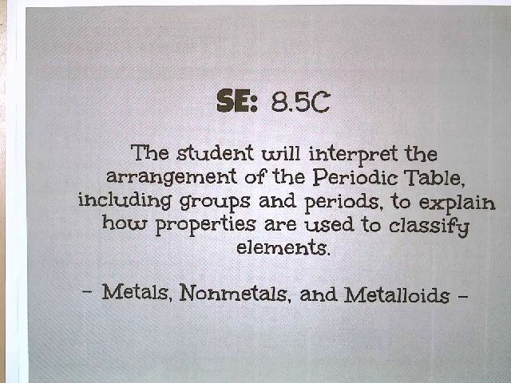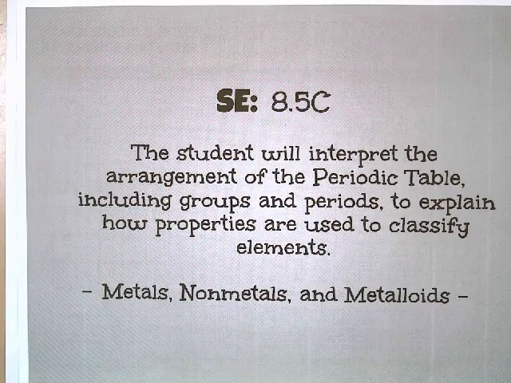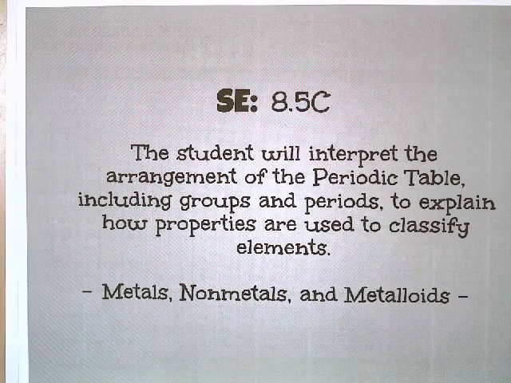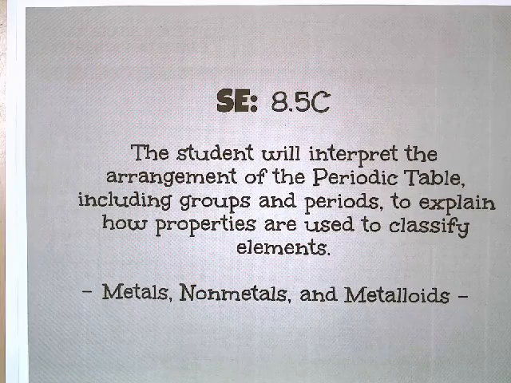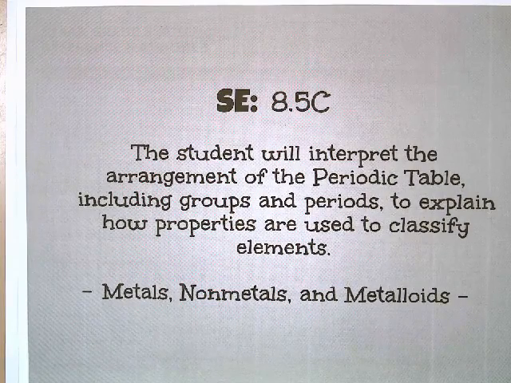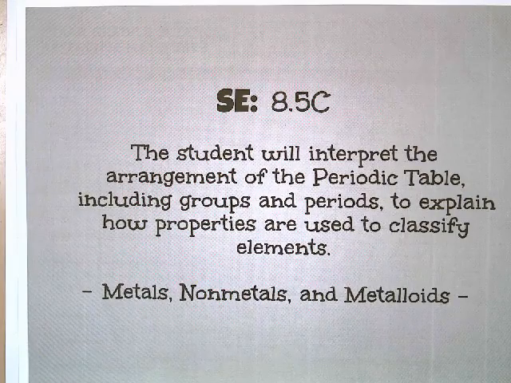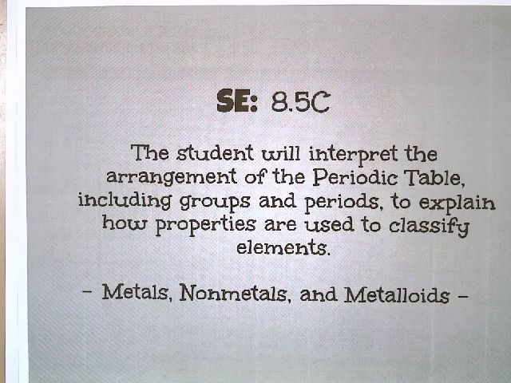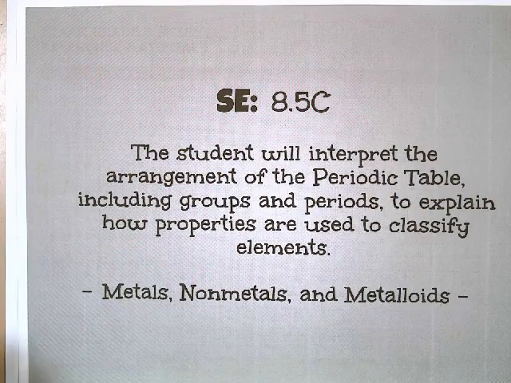All right, welcome to today's review of TEK 8.5C, which states that the student will interpret the arrangement of the periodic table, including groups and periods, to explain how properties are used to classify elements. We also know that elements can be classified as either a metal, nonmetal, or a metalloid, and these are easily located on the periodic table. Let's take a look.